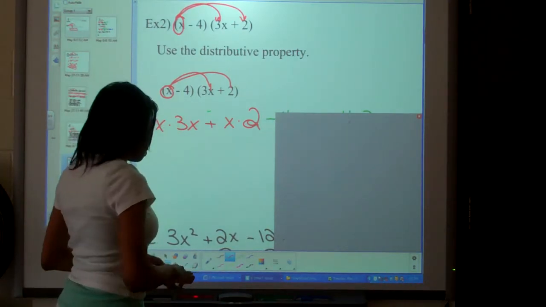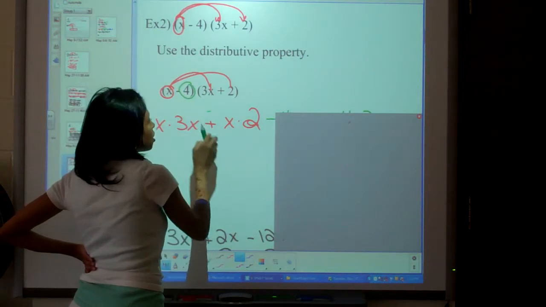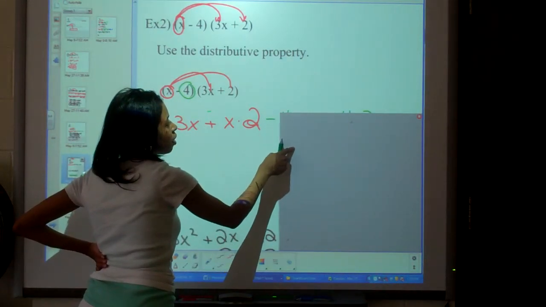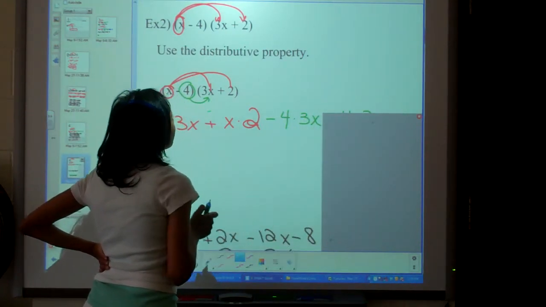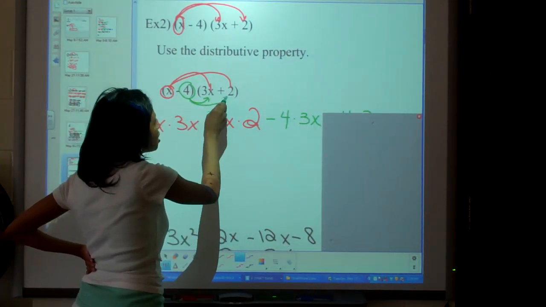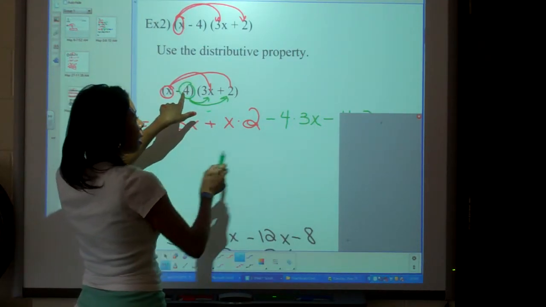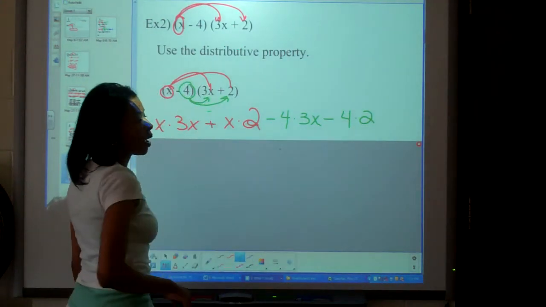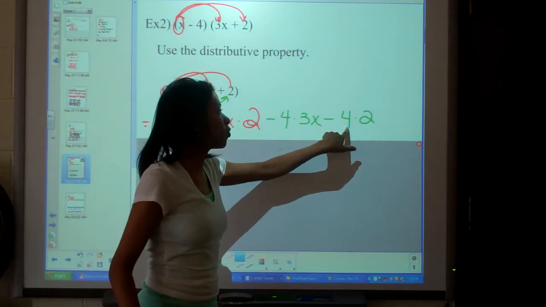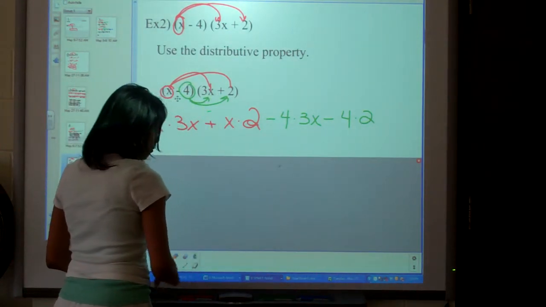And then I have to do the minus 4. This minus 4 needs to come here. So that's going to be minus 4 times 3x. And then minus, again, there's a minus sign there, 4 times 2. Minus 4 times 2. All right, so now we go ahead and simplify.